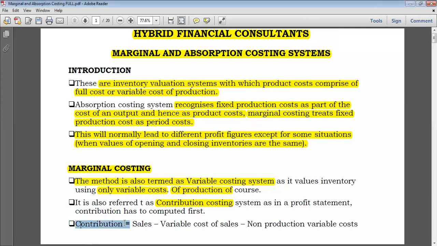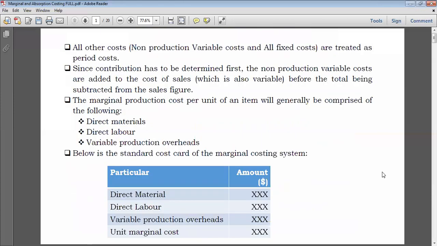That's why I said contribution simply means sales minus variable cost. But here we separate variable cost related to production, that is variable cost of sales, and variable costs that are not related to production. That's why I've separated the costs here, so that you understand you have to separate them too. All right, we go further now. After that, all other costs that are non-production costs and all fixed costs are treated as period costs. So all costs, be it variable or fixed, are treated as period costs, but that's none of our concern. I've already shown you how to deal with variable non-production costs.